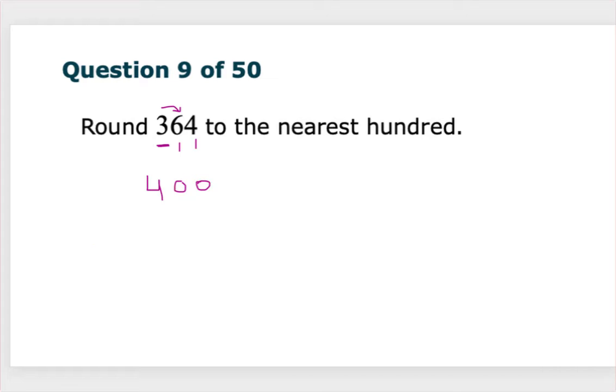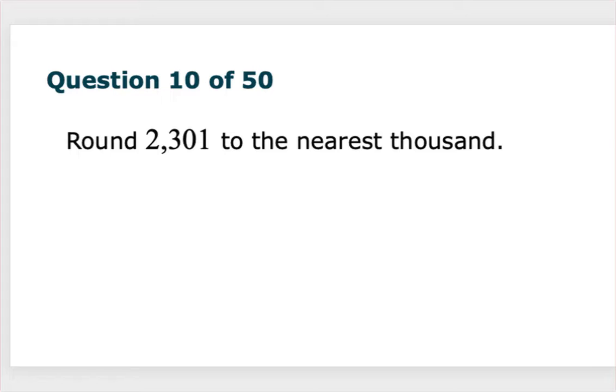Using our rounding rules. Round 2,301 to the nearest 1,000. Well, here's our thousands place. So we look at the digit right after the one we're going to round it to, and it's a 3, which is less than a 5. Therefore, we will round it down. And 2,000 is the correct answer.